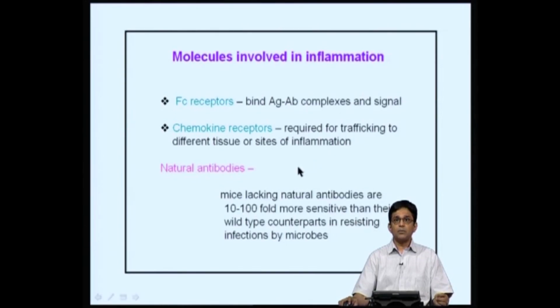In the last class, we had talked about CD5 positive B cells present in the peritoneum, or Ly1 B cells in the mouse as they are known, and these are often responsible for production of what is known as natural antibodies. So, these antibodies are produced in response to different types of microbial pathogens. So, it is naturally present, and mice lacking natural antibodies are 10 to 100-fold more sensitive than their wild type counterparts in resisting infection by microbes. So, it clearly shows you that natural antibodies are also playing an important role in innate immunity.